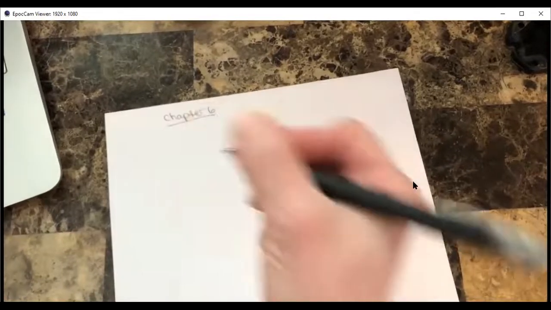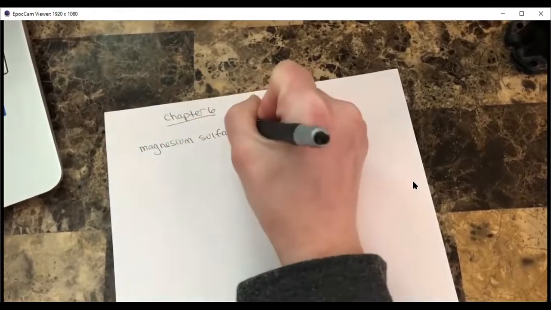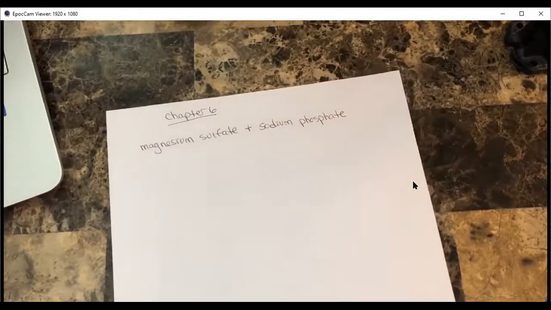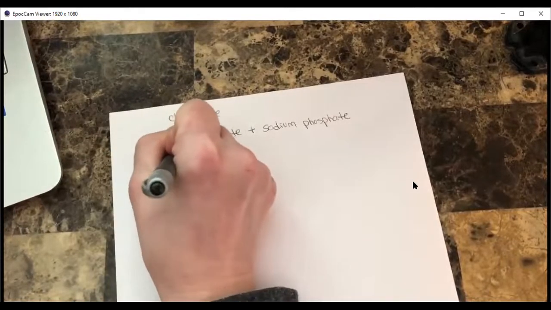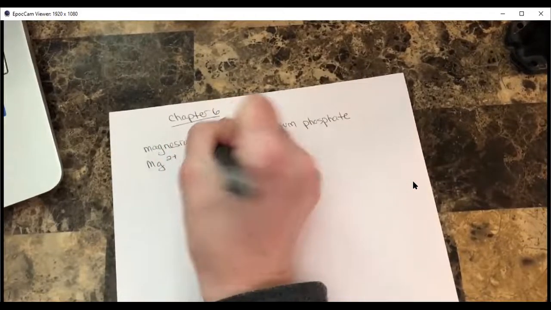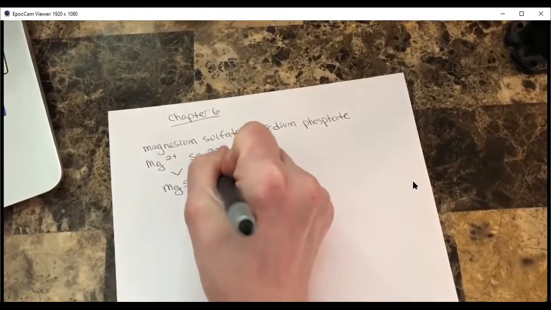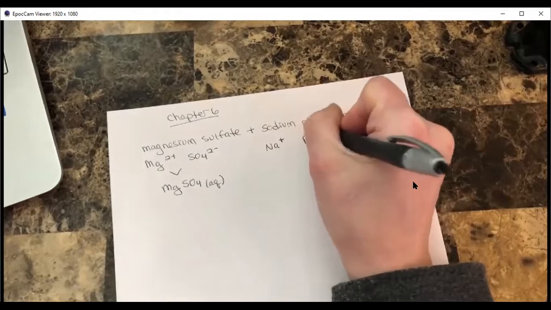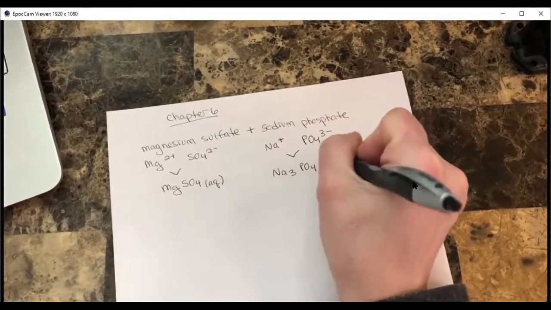So if we were to combine magnesium sulfate with sodium phosphate, I'm going to give these to you and tell you they're both aqueous. So we're going to write them out. Magnesium is a 2+ charge, sulfate, 2- charge. When we combine them together, we get MgSO4 aqueous, right? Sodium has a +1 charge. Phosphate, PO4 3-. When we combine them together, we get Na3PO4, also aqueous.